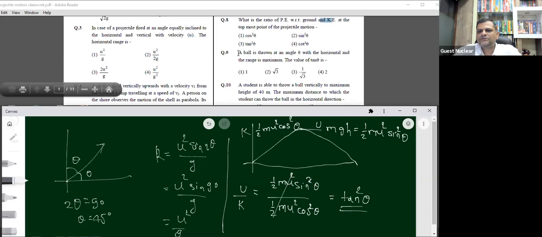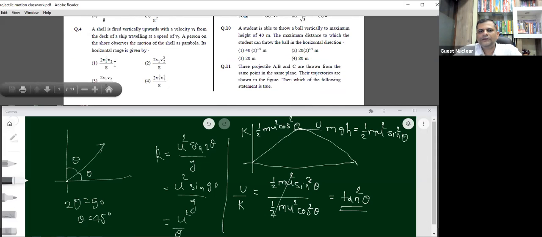See this 9th one also. The ball is thrown at an angle theta with the horizontal. The range is maximum. The value of tan theta is. तो देखो थीटा एंगल पे हॉरिजॉन्टल के साथ थ्रो किया है, और रेंज मैक्सिमम है. When the range is maximum, theta equal to 45, and since theta equal to 45, tan of 45 will be actually 1. So this first one will be the correct option. Yes. चलो next one.